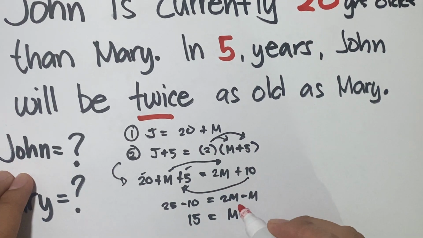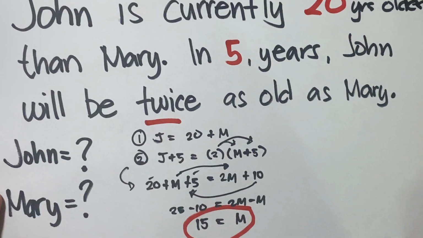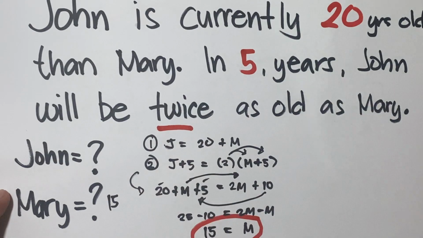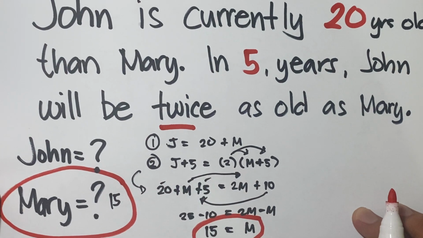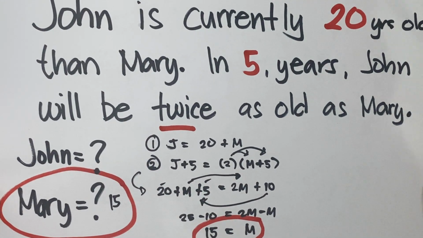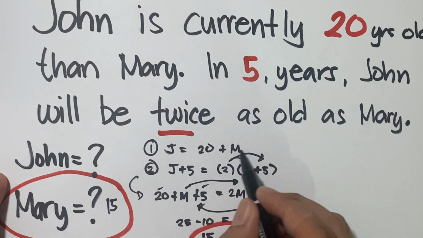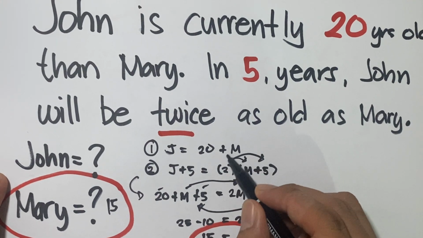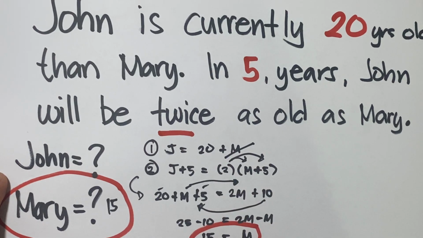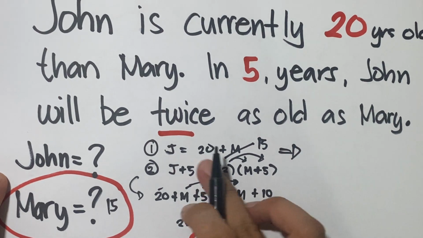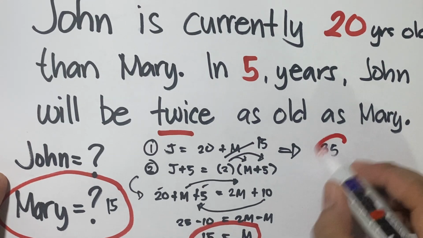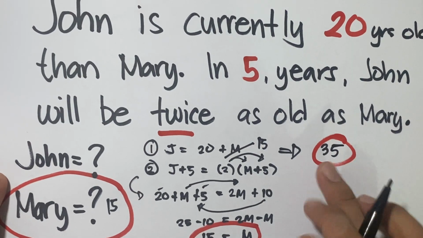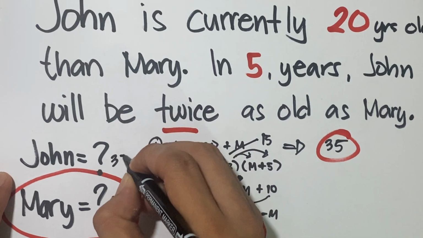With that, we have solved for the age of Mary. The age of Mary is equal to 15. We have solved it, and that would be 15 years old. How about John? John's age would be very easy. We have here equation 1, that would be 20 plus M, and instead of M, we will have this value, which is equal to 15. Adding this up, that would be 20 plus 15, and that would be equal to 35. So we have here the age of John as equal to 35.